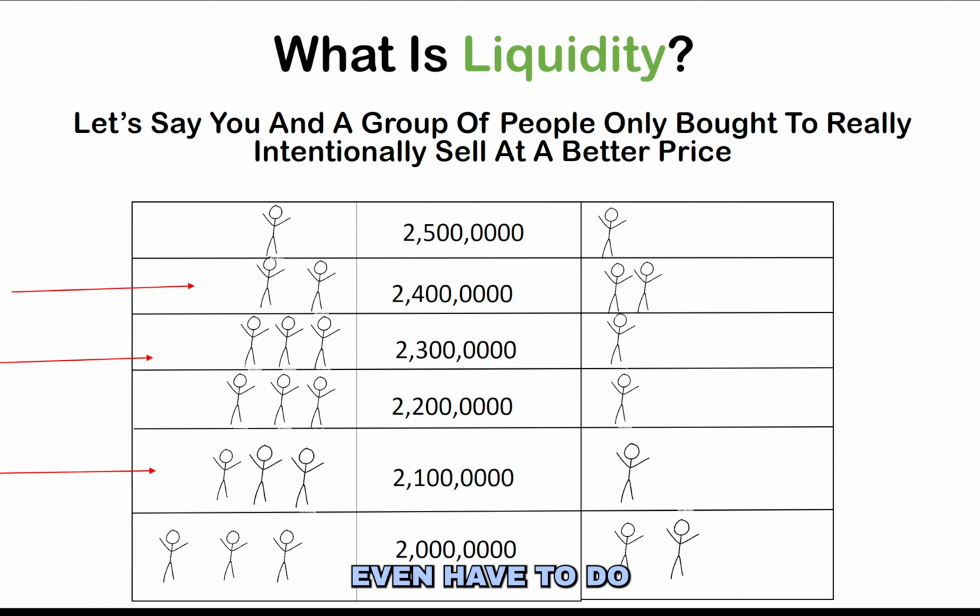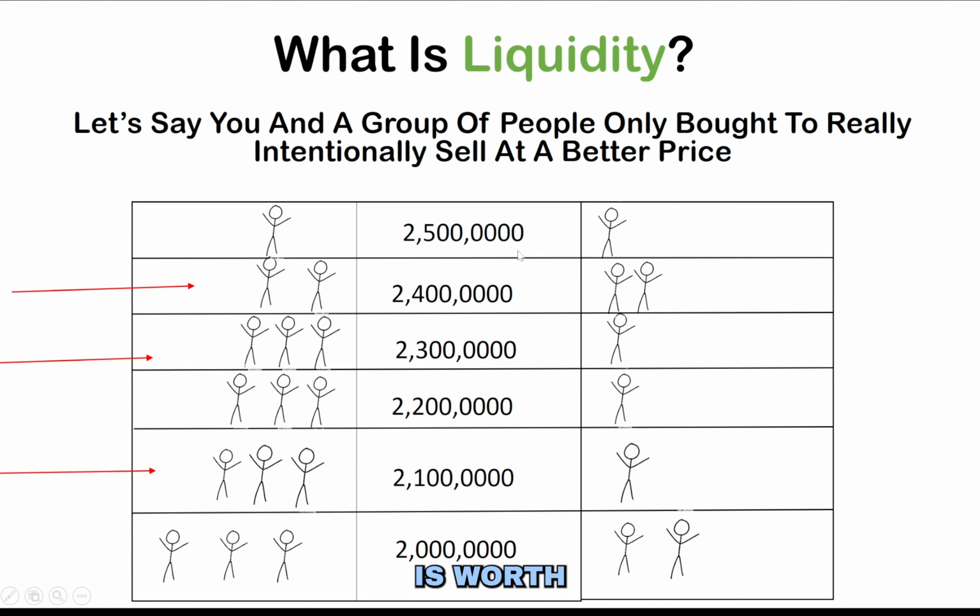But what does this even have to do with liquidity? It is important because let's say there was a group of people who only bought this Bugatti to sell it at a better price. Basically, they wanted to flip the Bugatti and make more money flipping it than just holding on to it. See, the people who bought right here, their Bugatti is now worth $2,500,000 once the price gets up here. Because as we said, because there's more demand, there's more buyers than sellers, price has to rise. Now, the Bugatti is now worth this much.